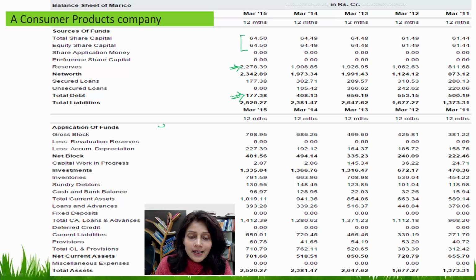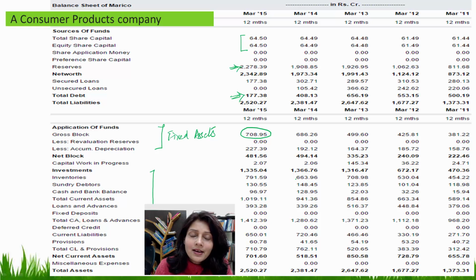Let's look at the asset side. In the asset side, again, this portion, as I told you in the previous balance sheet, is the fixed assets. We can see that the company has increased its hold of fixed assets over the last couple of years, and this shows that probably it is investing in latest technology or it is expanding its business. Let's also have a look at its current assets.